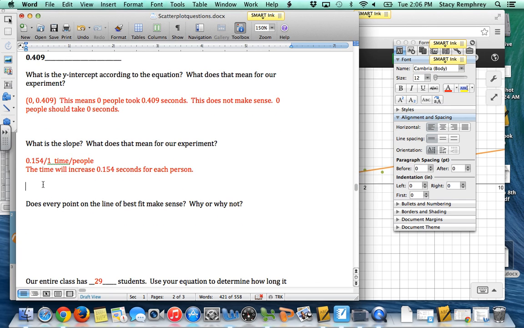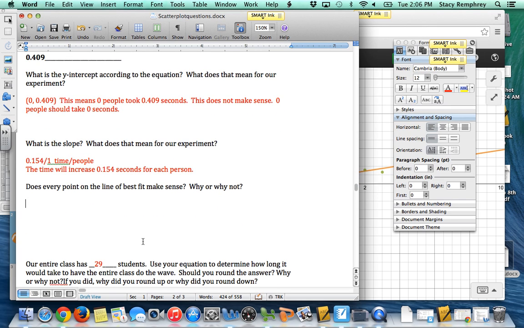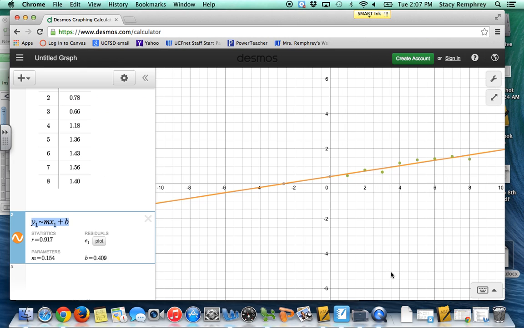This question has been tricky for a lot of the groups as I heard them discussing it. Does every point on the line of best fit make sense, why or why not? So I'm going to go to the graph on Desmos. Here these are different points on the line of best fit. For example, if I take this point right here, it stands for 3.38 people and 0.931 seconds. Now, the question is, does this point make sense? And the answer to that would be no.